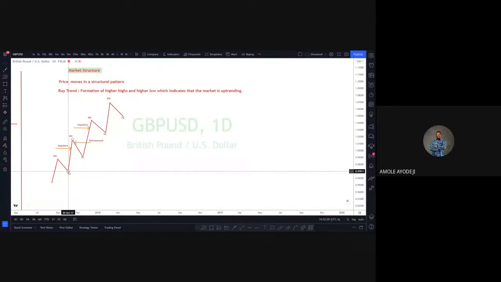So look at this first move that broke this high, that broke the last higher high. This is the last higher high. Let me highlight it. This is the last higher low. So this first move broke this last higher high. So this is the impulsive move. And you see that there was an attempt to come back to that higher high. That's the retracement.